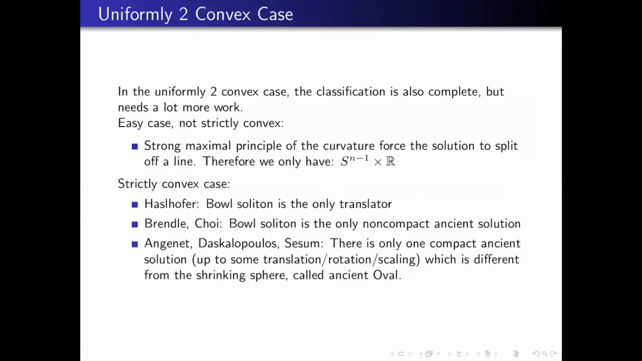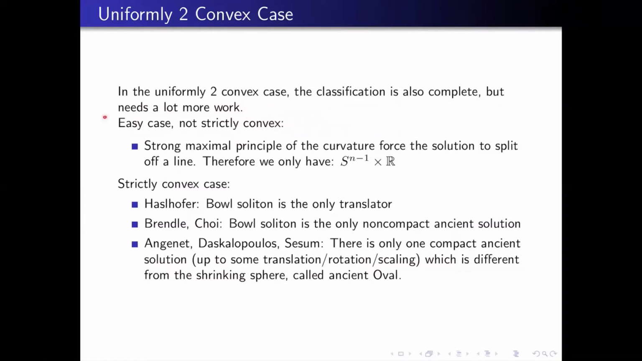Next, we want to be a bit more general. So let's talk about the uniformly 2-convex case. In this case, the classification is also complete. The classification in this case is much harder, but this is quite remarkable. Of course, we need a lot more work.